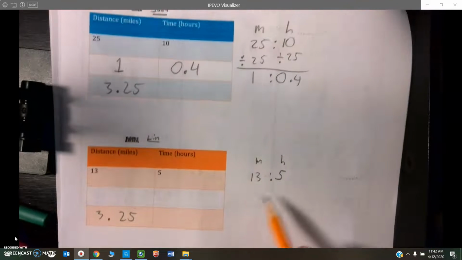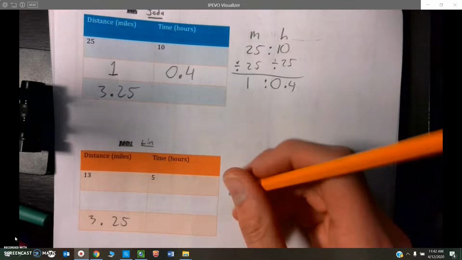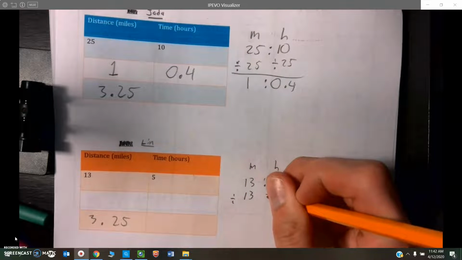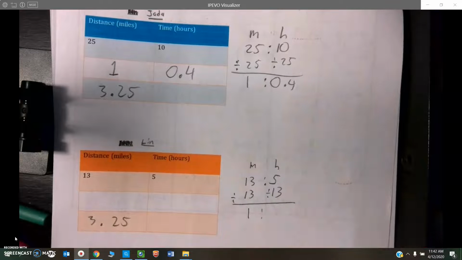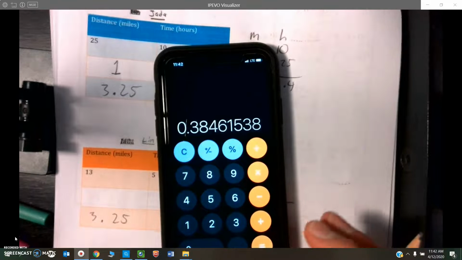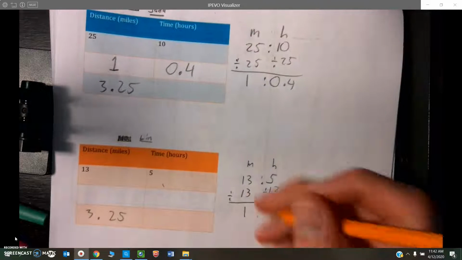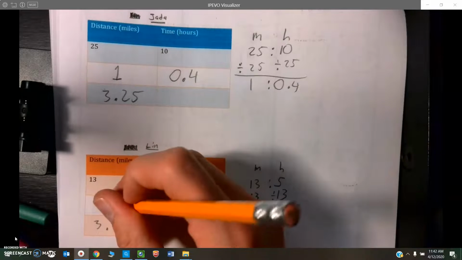And we'll do the same thing for Lynn. So we want to find out how long it takes her to walk 1 mile. To turn the 13 miles into 1, divide both sides by 13. And 5 divided by 13 is pretty ugly. So maybe for Lynn's, I'll just leave that as a fraction then.